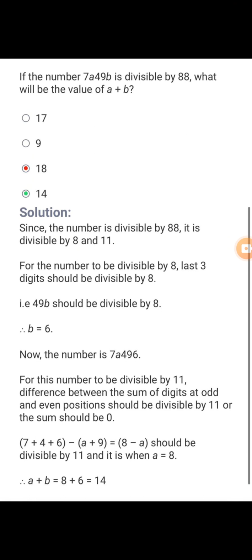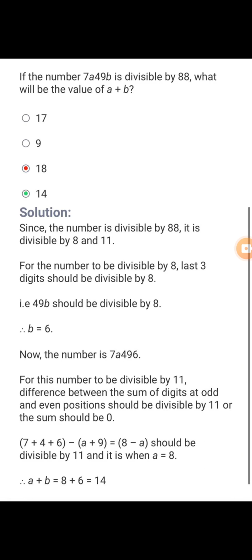This is another simple question on number system divisibility. If a number 7a49b is divisible by 88, we have to find the value of a plus b. We can easily see that if the number is divisible by 88, then it has to be divisible by factors of 88, that is 8 and 11.